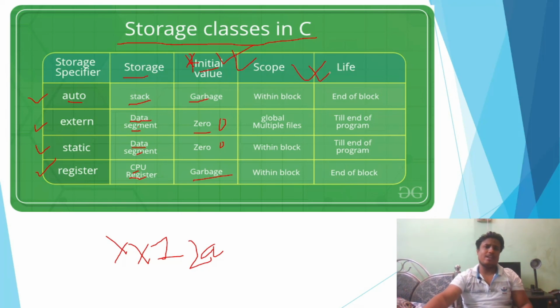And what is scope? It is a very important part. Auto variables are always within a block. Global ones are written outside blocks, but a variable can also be made global. And register is within a block.